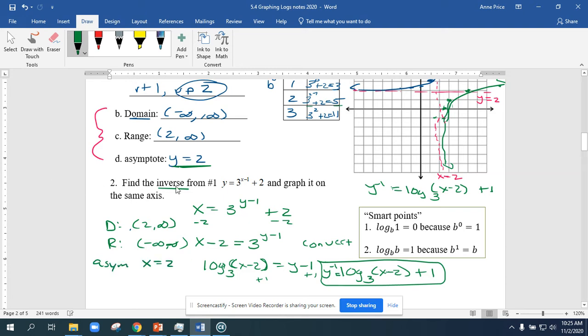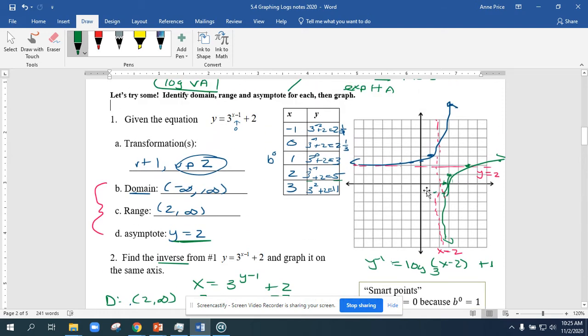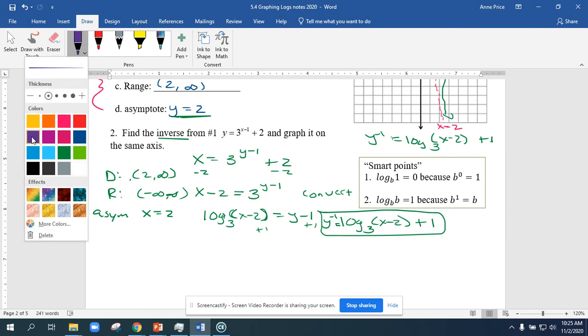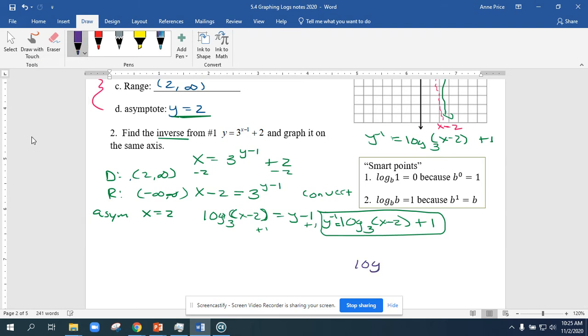So hopefully that graph, not the best with the digital pen, but still pretty good. We'll fold over the line y equals x, and everything reverses with the inverse function. Okay, some of these smart points here, why do I have log base b of 1 equals 0? That's because if I can get it to be log base 3 of 1, that has to equal 0, because when we convert, we would get 3 to the 0 equals 1, which is a true statement.